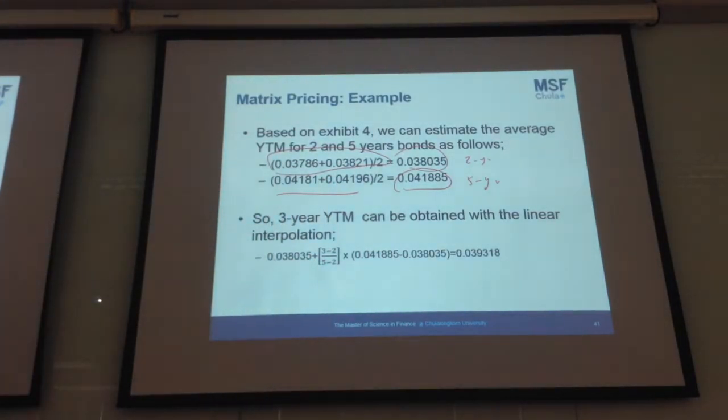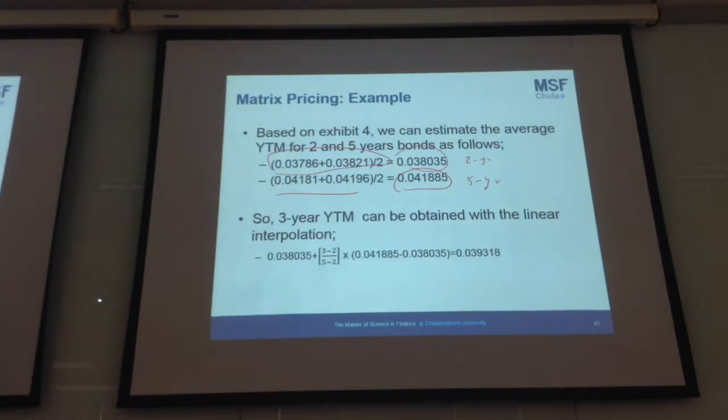Start from the 2-year yield. This is the 2-year yield, and we want to know the 3-year, so we want 1 more year. You know that the yield difference between 2 and 5 is a 3-year difference of the maturity. So the difference here between the 5-year yield and the 2-year yield is a yield difference over a 3-year difference of maturity. So we take the interpolation here.